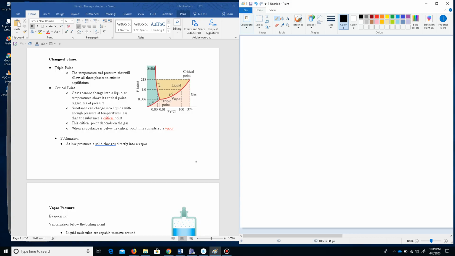And so the triple point is the temperature and pressure that will allow all 3 phases to exist in equilibrium. And this is per substance. So this is like, let's say water for one, or we can have another substance like iron for another and have a different graph, but it's going to look very similar. You're going to have a triple point. So along this line, you are either going to be a solid or a vapor, or you'll be going from solid to vapor and vice versa.